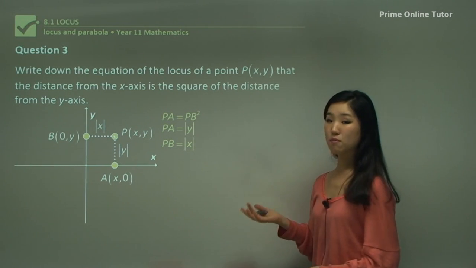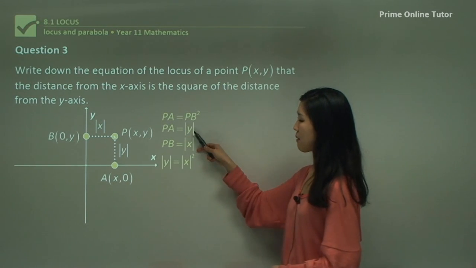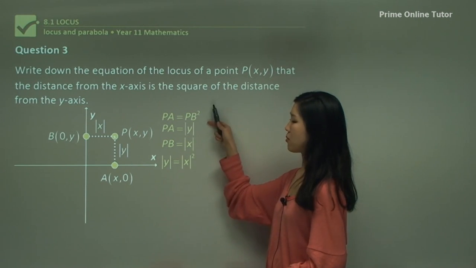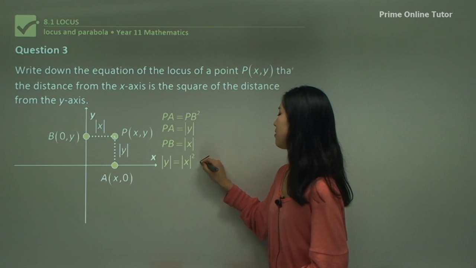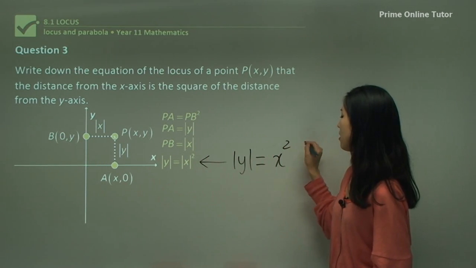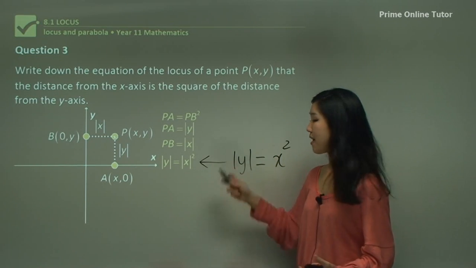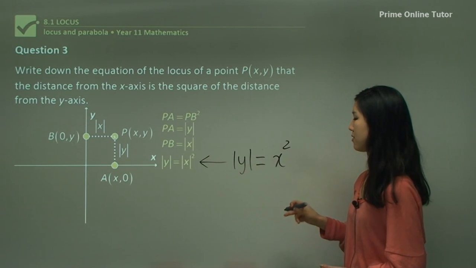So I've got PA and PB, so we can put it into this condition here, so that PA is absolute value of y, so absolute value of y equals PB squared. So absolute value of x squared. Okay, and guys, basically, absolute value of y is going to be just x squared. Absolute value of x squared is the same thing, because anything squared is going to be positive as well, right? So we don't have to put the absolute bars there.